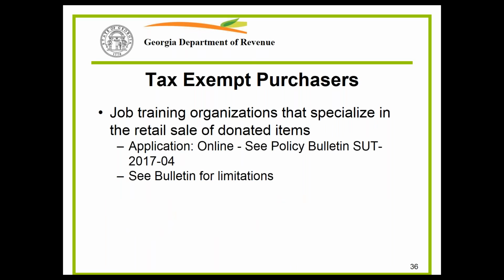There's a fairly new exemption for job training organizations that specialize in the retail sale of donated items. I think the way that works is that the organization has to specialize in the sale of items. So they have stores where they're selling items that are donated, but the funds that they are raising go toward their job training function. And there's a policy bulletin with more information on this exemption.